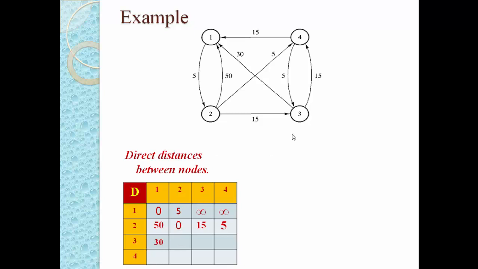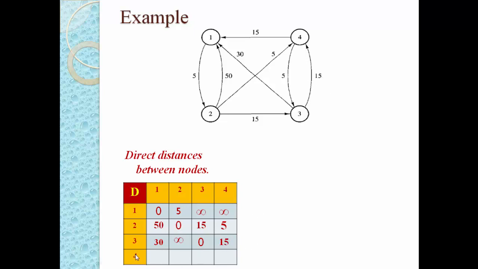Then 3 to 2, there is no direct path from 3 to 2, so we have to put the sentinel symbol. 3 to 3, that is a self node, so we have to put 0 there. 3 to 4, yes, there is a direct path from 3 to 4 and the distance is 15, so we have to put 15 here.